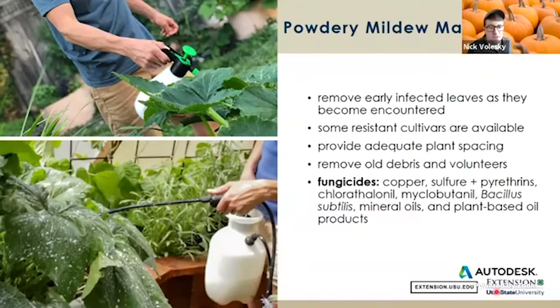And there's a lot of different fungicide products out there. So one of them is copper products, sulfur-based products, pyrethrins, mineral oils, and plant-based oils. So there's a lot of products out there. Always make sure to read the label to make sure that you can apply it on pumpkins and that the product is controlling powdery mildew.